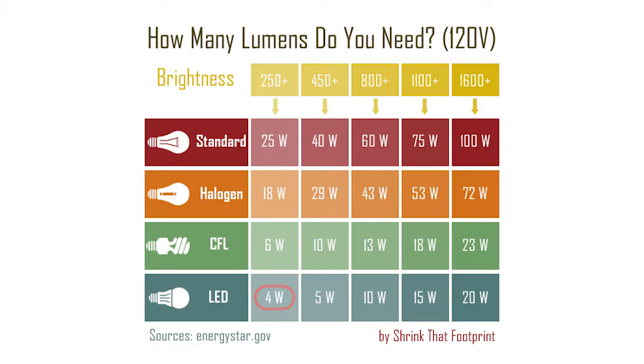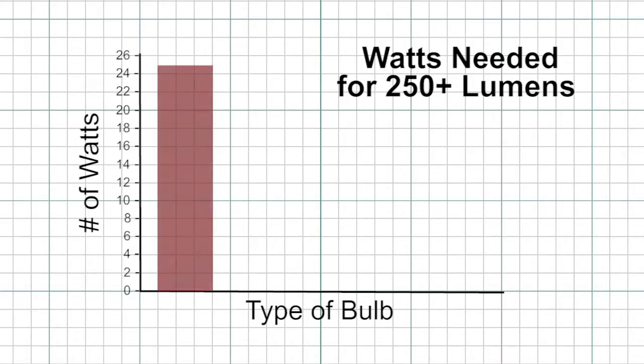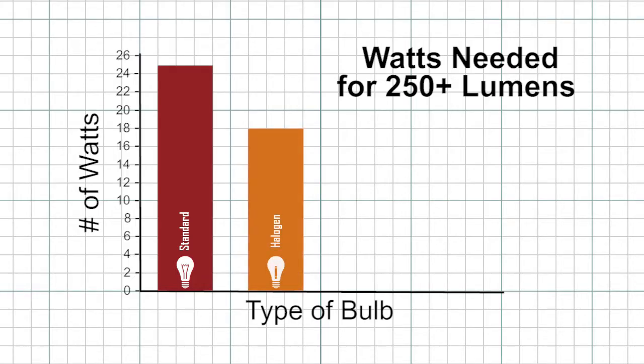What would be an appropriate scale to use for our graph? If we use a scale of 1, the graph will be very large. So how about a scale of 2? I label my y-axis with the values of 2 and then draw my bars. 25 watts for the standard bulb. That would be halfway between 24 and 26. 18 watts for the halogen bulb, 6 watts for the CFL bulb, and 4 watts for the LED bulb.